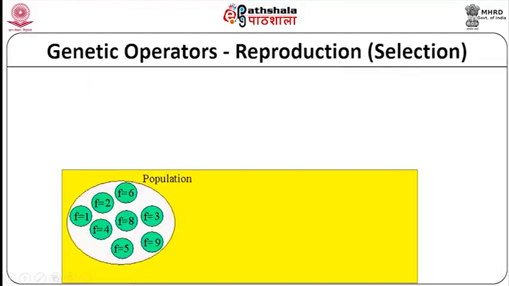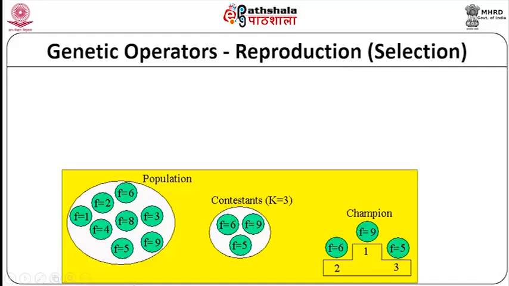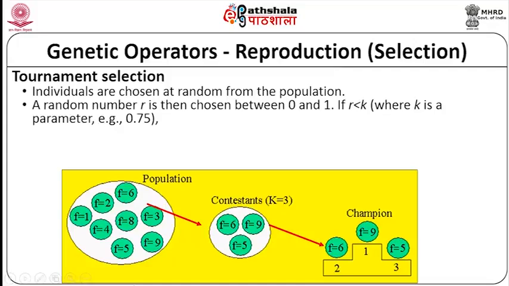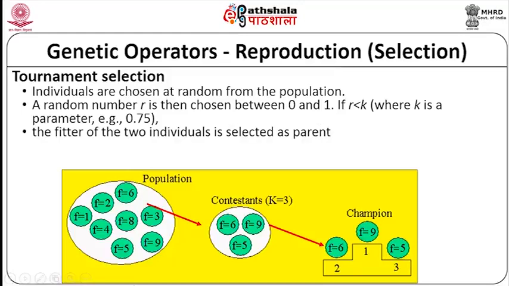So, let us take an example of a population, where you have selected k equal to 3, and depending upon that the champion is selected. The contestants are first selected and then the champion is selected. This is called tournament selection. Individuals are chosen at random from the population, and then a random number r is chosen between 0 and 1. If r is less than k, where k is a parameter, for example 0.7 or 0.75, the fitter of the two individuals is selected as parent.